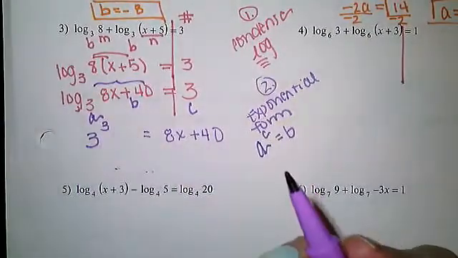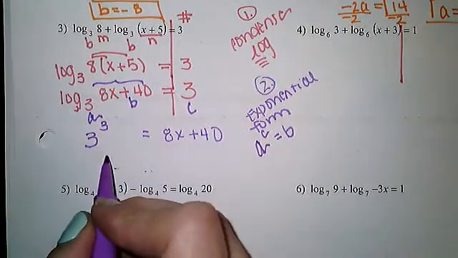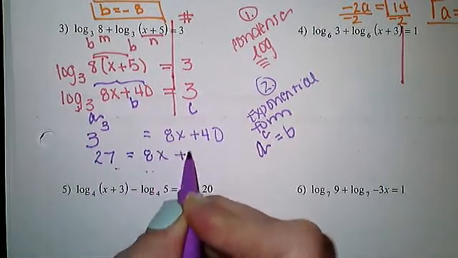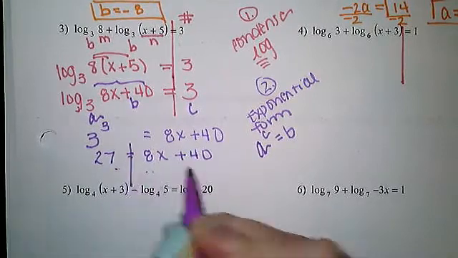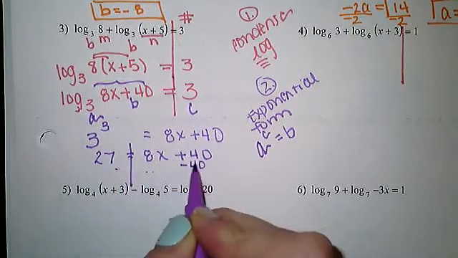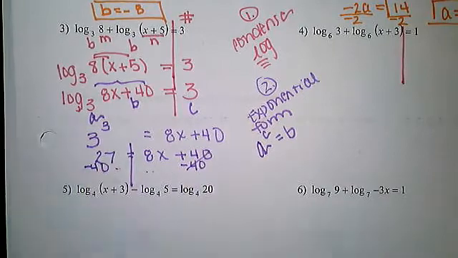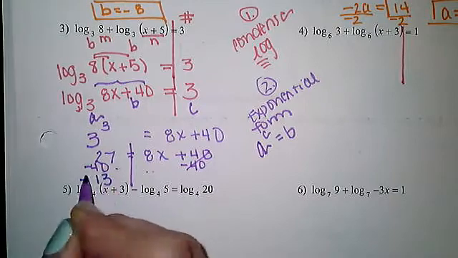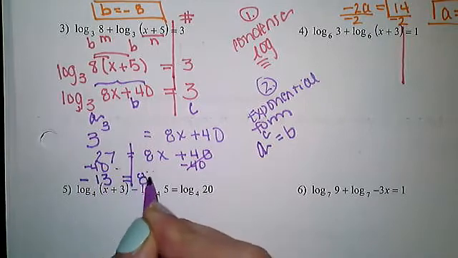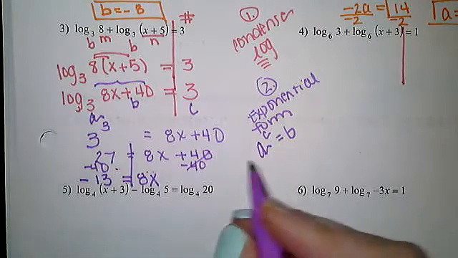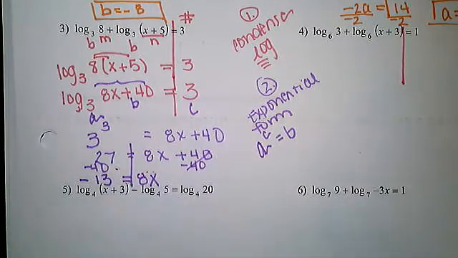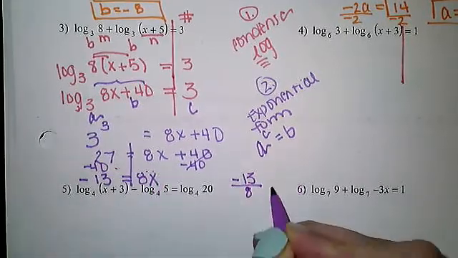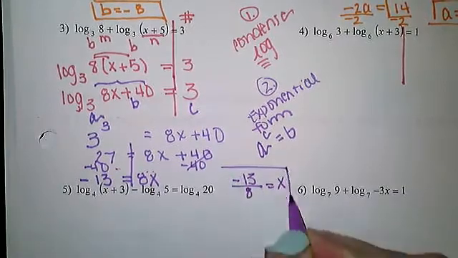3 to the third power is 3 times 3 times 3, which is 27 equals 8x plus 40. If we want to get 8x by itself, we'll go ahead and get rid of the lonely number. 27 minus 40 is negative 13 equals 8x. And then we know that 13 doesn't divide by 8, so we can just leave that negative 13 over 8 equals x.